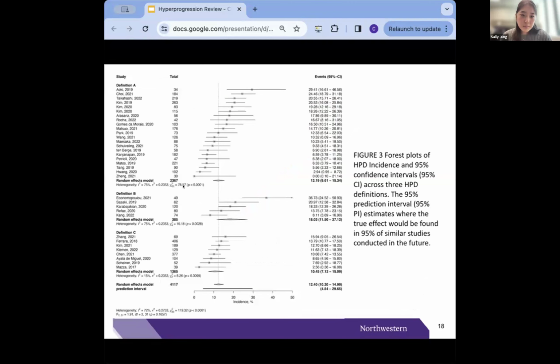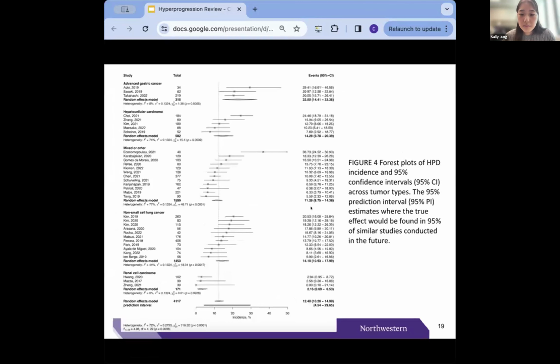So this is the forest plot of HPD incidence and the 95% interval across 3 different definitions, A, B, C. Definition C had the lowest estimated incidence of 10.5%, and then it was 12.219% in definition A, and 18.03% in definition B. But univariable analysis showed that the type of definition did not have a trend for significance as a moderator for HPD incidence in this study.